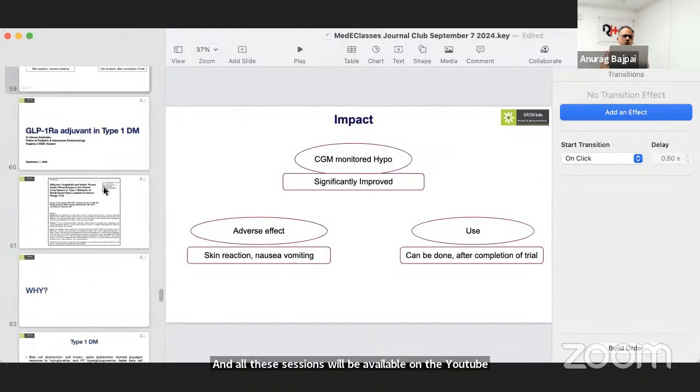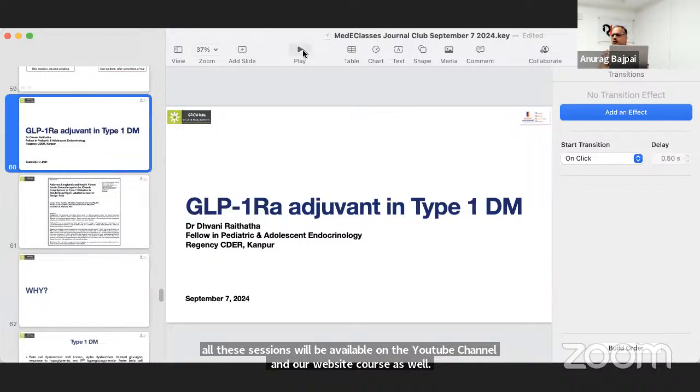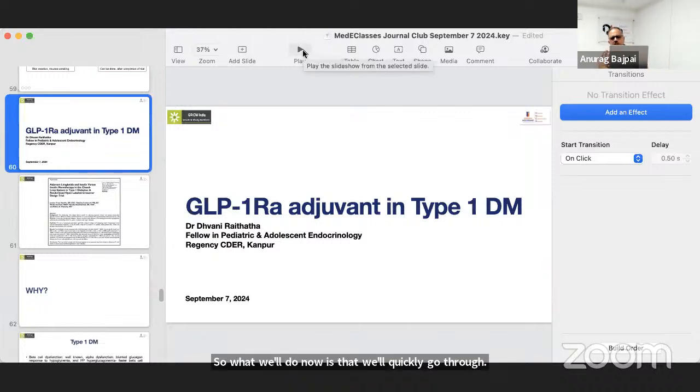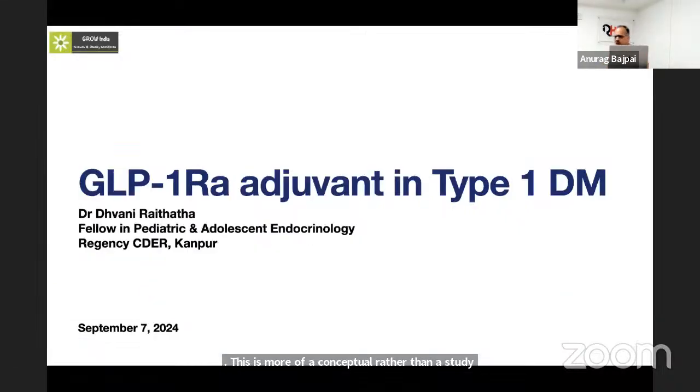So what we'll do now is quickly go through this. This is more of a conceptual paper rather than a study design. Dr. Dhwani, you can discuss the concept and what they really did.